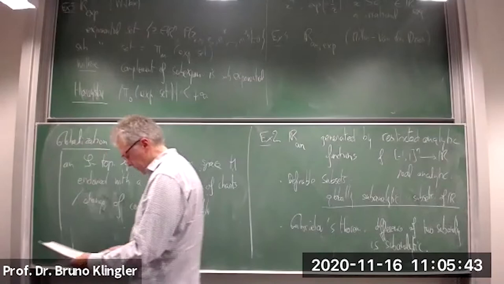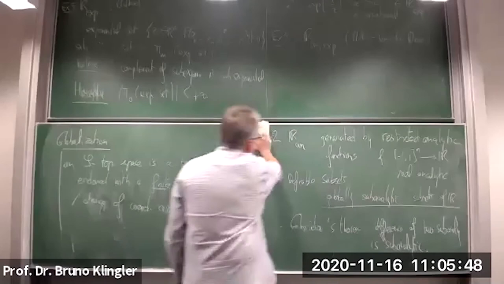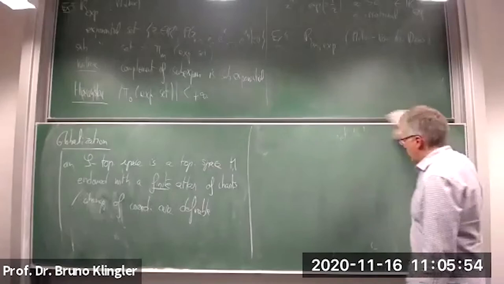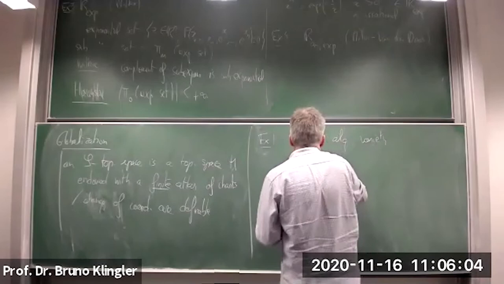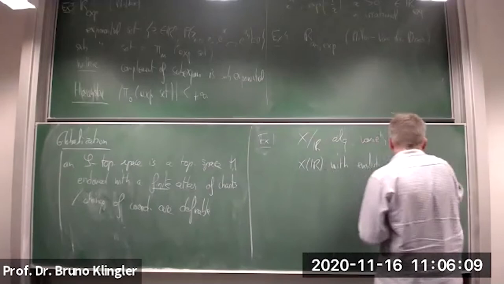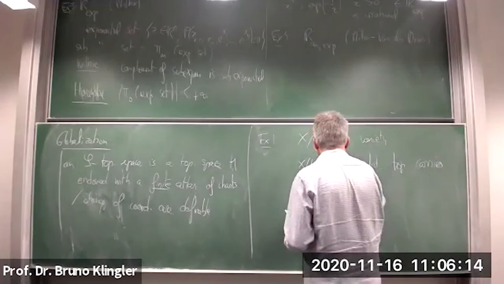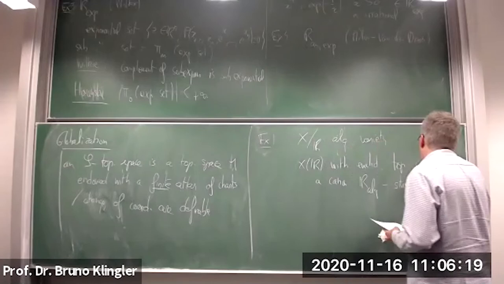So a typical example, and this is where now we join algebraic geometry, is that you take X over R, an algebraic variety defined over the reals. Then the set of real points, with Euclidean topology, carries a canonical R_alg structure. Right, so this is canonically an R_alg manifold.